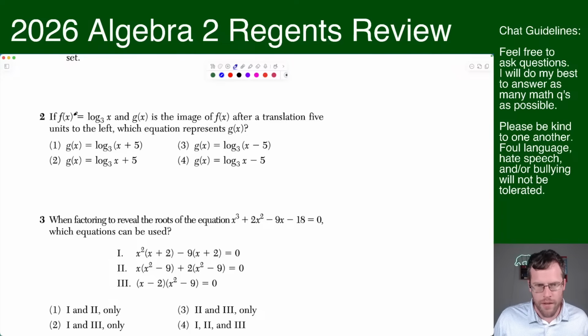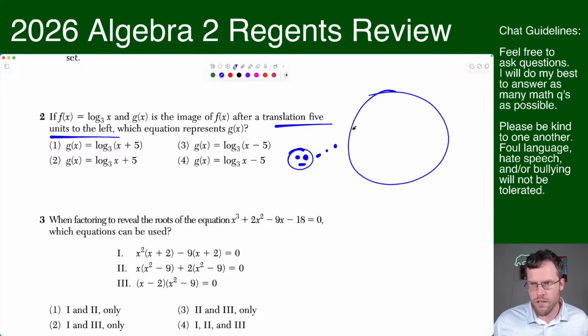Next up, we have f of x is log base 3 of x, and g of x is the image of f after a translation 5 units to the left. When I hear translation 5 units to the left, I'm thinking that if we have f of x, then we're going to f of x plus 5. This is one of those cruel things where it's opposite. People might think, oh, left 5, I'm going to go minus 5, but that's not what's happening here. So this is actually going to work out to choice 1.